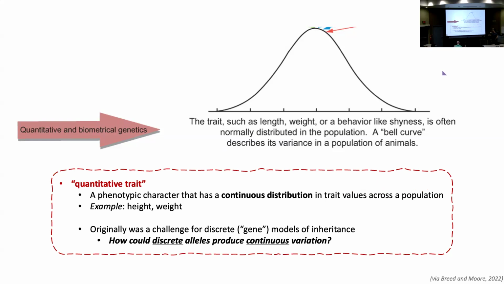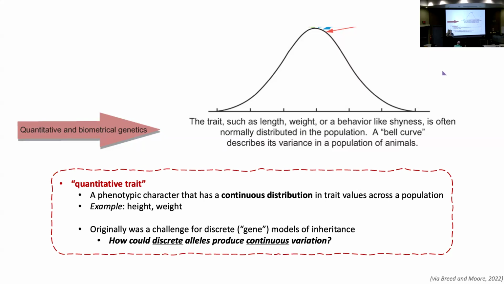Quantitative traits created a major challenge for early models of inheritance because the best candidates for inheritance were discrete. They were based on this idea that every gene has a discrete set of alleles. And so the question is, how do you get continuous variation when that is heritable? Tall people tend to have tall offspring, but those tall offspring vary a little bit from their parents' height, and they certainly vary across the population.